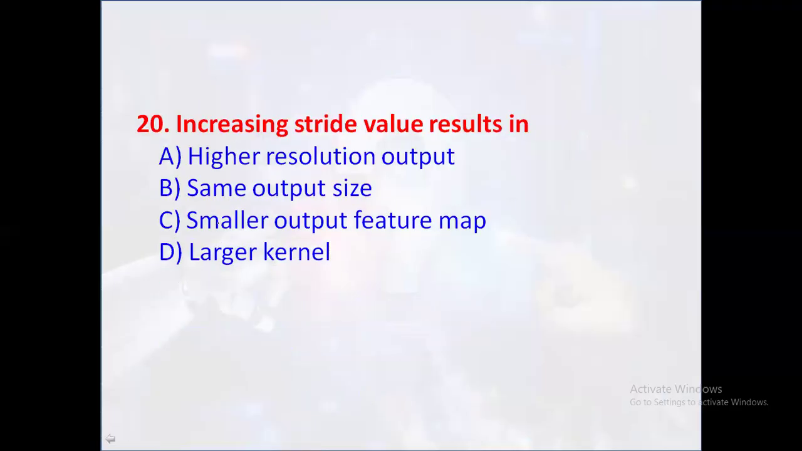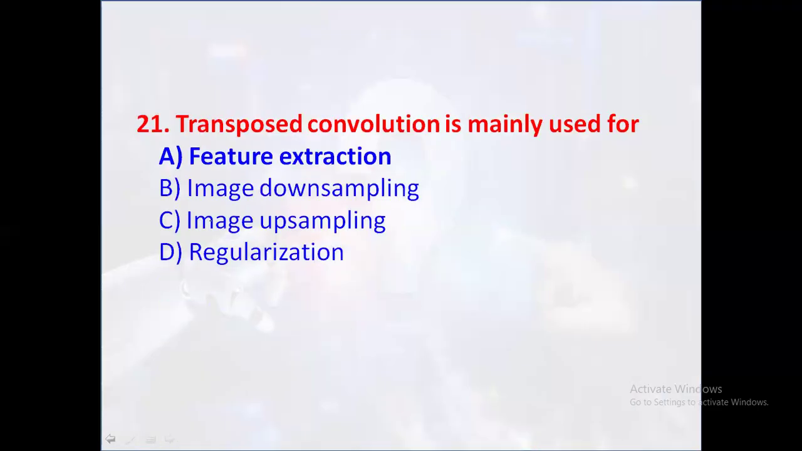Next one is, increasing stride value results in higher resolution output, same output size, smaller output feature map, or larger kernel. If you are going through my lectures, you will be able to answer it easily. The answer is smaller output feature map. Next one is, transposed convolution is mainly used for feature extraction, image downsampling, image upsampling, or regularization. The answer is image upsampling. And dilated convolution helps in reducing kernel size, increasing receptive field, removing noise, or pooling. The correct answer is increasing the receptive field.